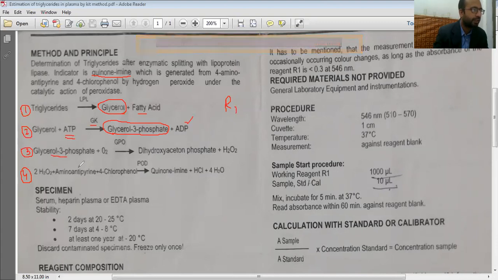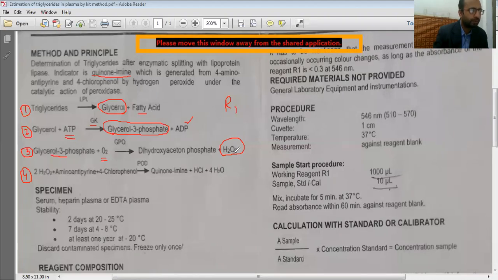Now this glycerol 3 phosphate reacts with oxygen, and it will be converted into dihydroxyacetone phosphate and hydrogen peroxide, H2O2. Now this H2O2 will be used further. If we have a high concentration of triglycerides in the blood, it would produce more glycerol. More glycerol would produce more glycerol 3 phosphate, and more glycerol 3 phosphate would produce more hydrogen peroxide.